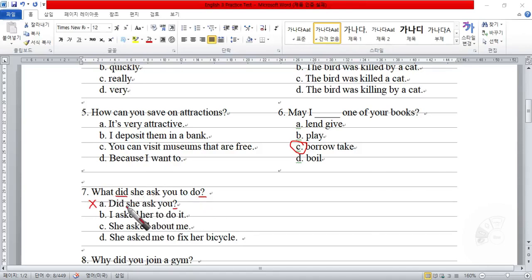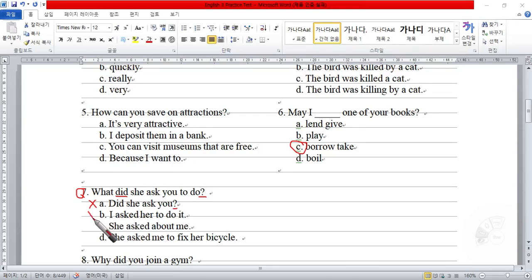What did she ask you to do? Did she ask you? Okay, no. She didn't ask me. She asked you. Okay, that's why I'm asking this question. Okay, so there's nothing in here about if she said, what did she ask me to do? Did she ask you? Might be okay, but nobody asked the questioner anything.